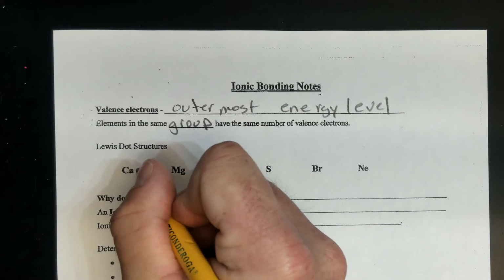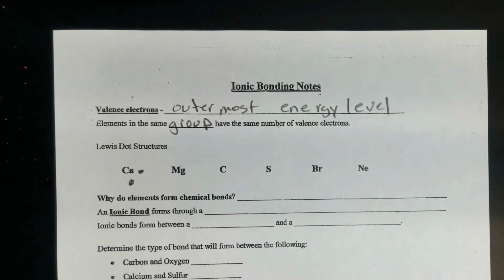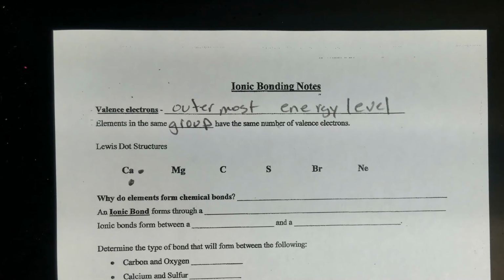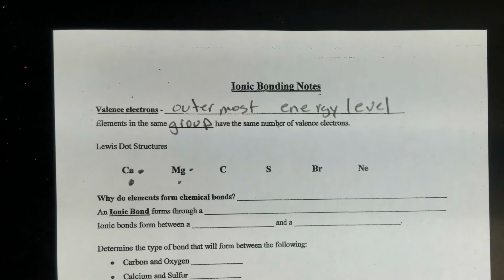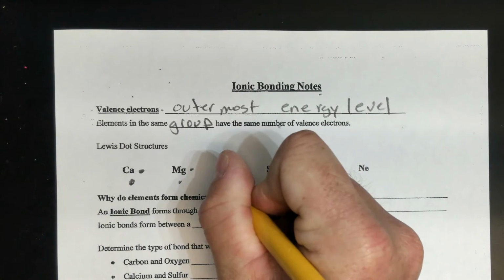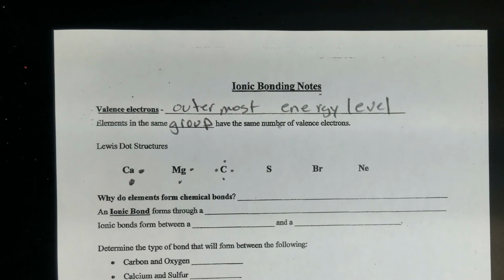So we're going to start on the right. We're going to go right, down, left, and up would be our pattern. So since it only has 2, we just put 2 dots. Magnesium is in the same group as calcium, so it's going to have 2 as well. Carbon is going to be in group 14, so it's going to have 4 valence electrons. And so we go right, down, left, and up. Carbon has 4 valence electrons.